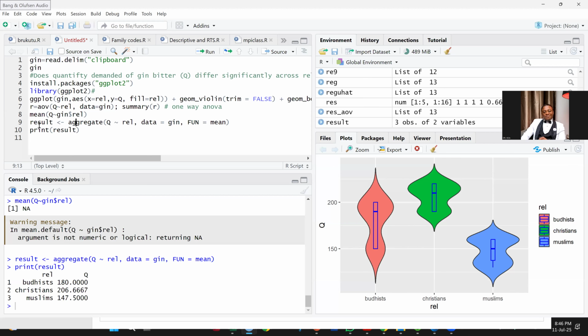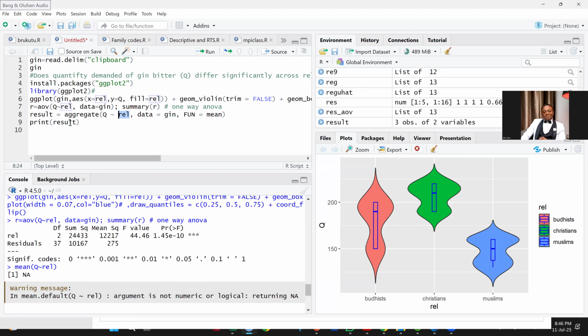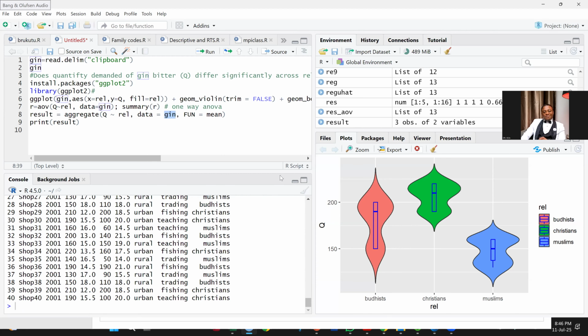All right, so I decided to code something quickly here. Result. Let me delete this. Suppose I want to find the mean, because the whole question was about the mean. You just write result equal to aggregate, then you write the quantity demanded, which is the numerical variable. And then the types of religion, you write REL, because that was the name given to it. If I highlight this, it will show the name of the data down there.